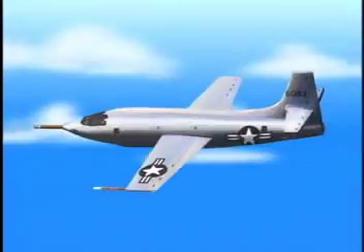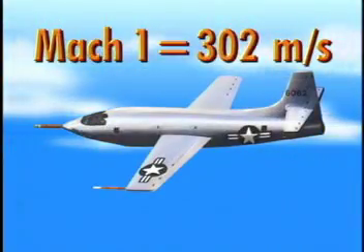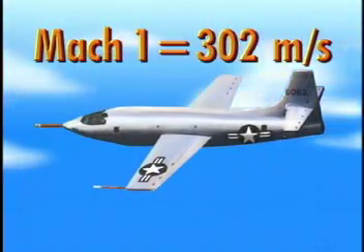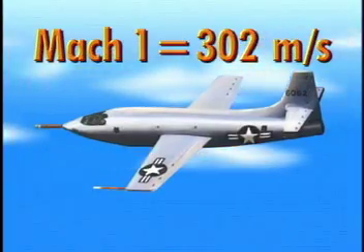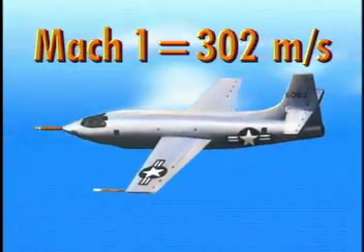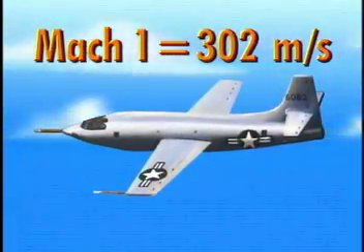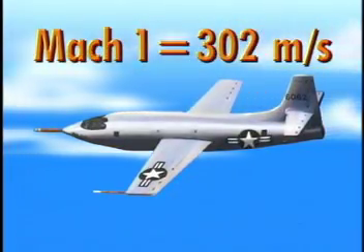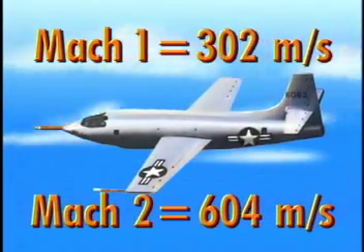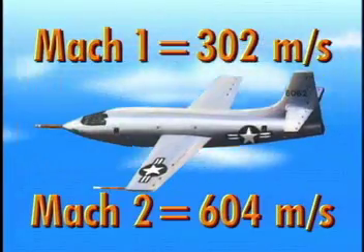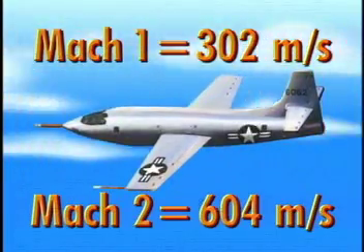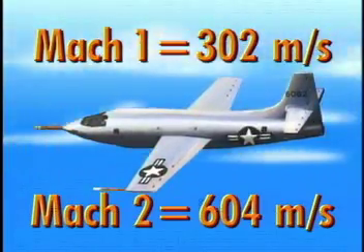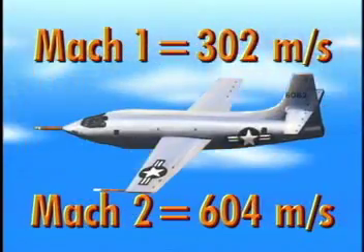For example, Mach 1 equals the speed of sound, which is approximately 302 meters per second, or 675 miles per hour, at an altitude of 100,000 feet, which is the test altitude for the HyperX. Mach 2, which is twice the speed of sound, would approximately be 604 meters per second, or 1,350 miles per hour, at an altitude of 100,000 feet.